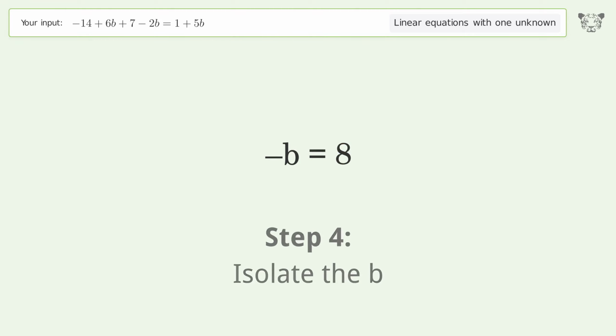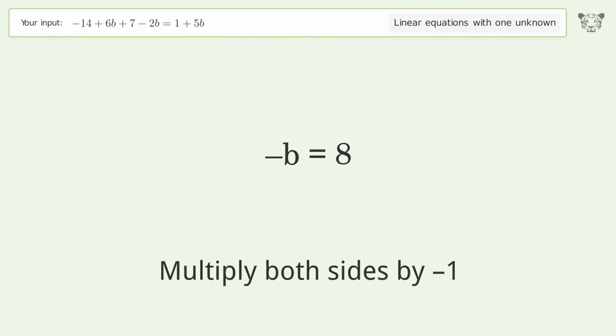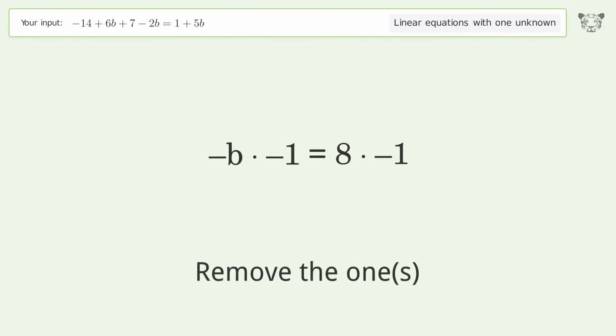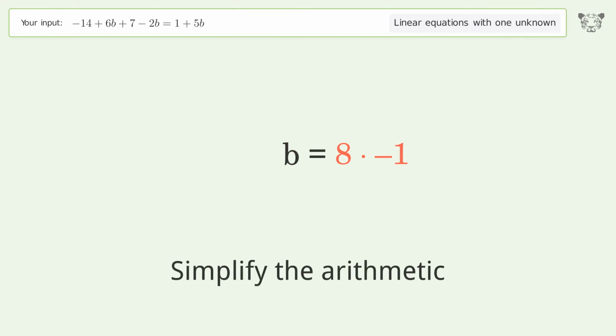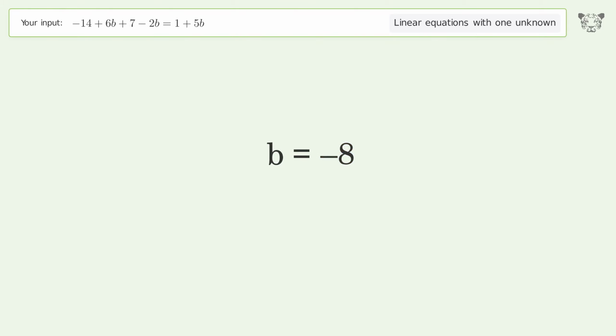Isolate the b. Multiply both sides by -1. Remove the ones. Simplify the arithmetic. And so the final result is b equals -8.